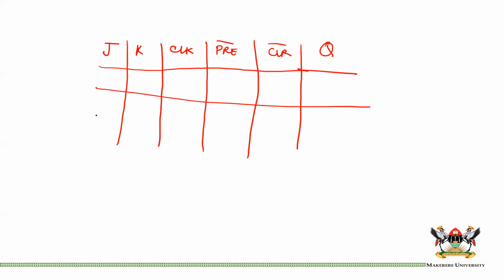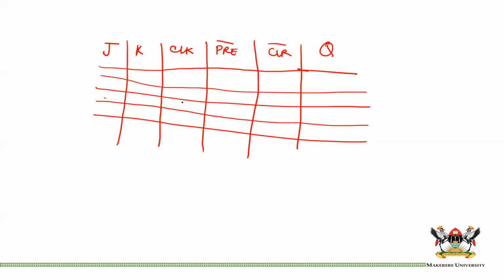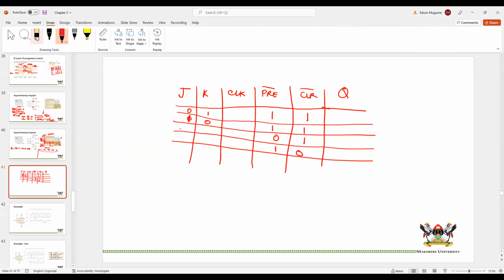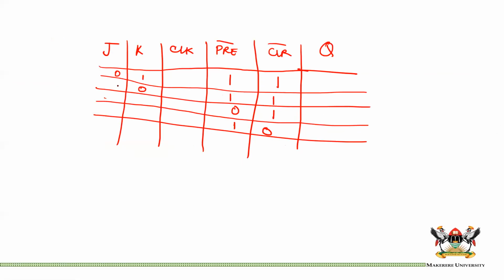I could bring a truth table like this in the exam, where I say that you have J, K, clock, pre, clear, and Q. Let me insert a new slide. And I could have a number of lines. Let's say I have a 0 and a 1 and a 0 and a 1 and a 0, and I leave that. And I have a 1, 1, 1, 1, 0, 1, 1, 0.